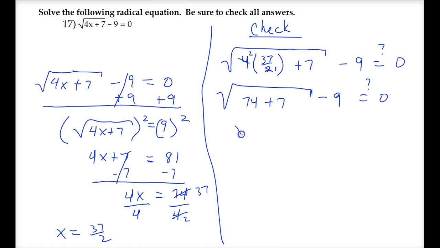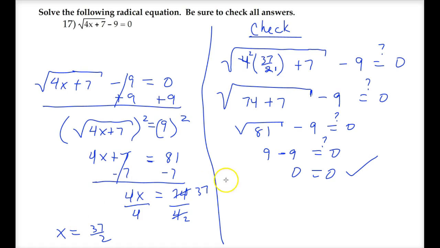And 74 plus 7 is 81 minus 9 equals 0. Square root of 81 is 9. And of course, 9 minus 9 is 0. So it checks out. Now, what this actual graph looks like, for those of you that are interested in knowing that, is this would look something like this.